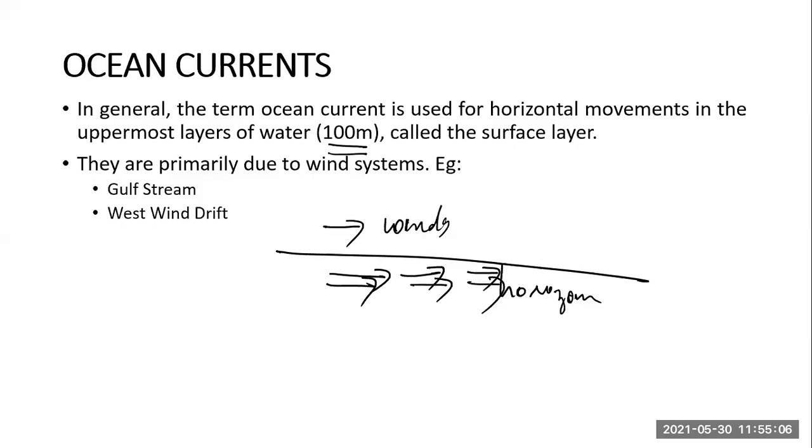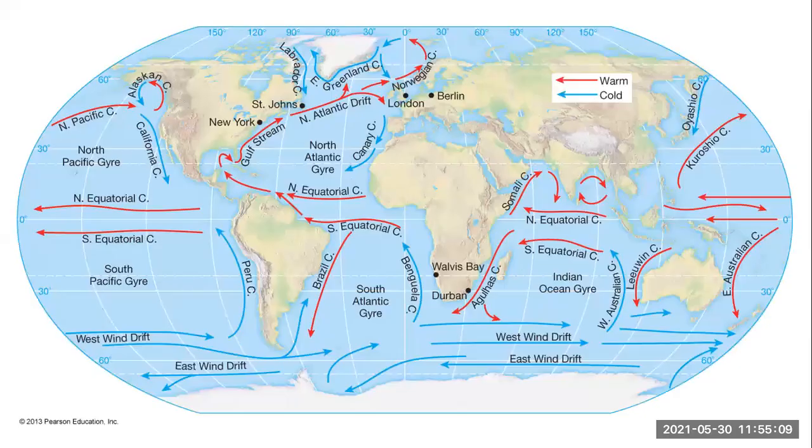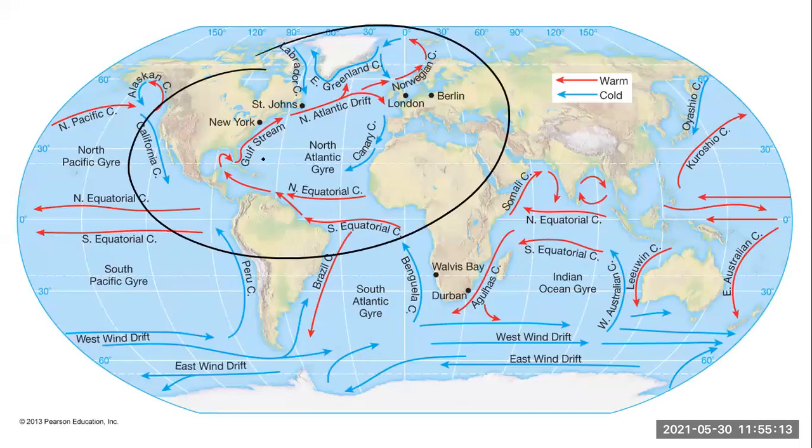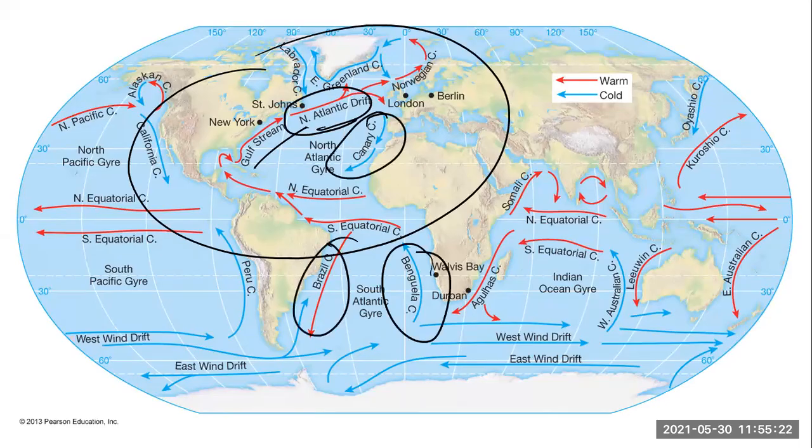For example, in this picture you can see multiple ocean currents across the world. If you look at the Atlantic Ocean, you can see terminologies such as Gulf Stream, North Atlantic Drift, Canary Current, Benguela Current, Brazil Current. All these show the different ocean currents operating across the world. So why are these ocean currents operating? Why are the particles moving? This is because of the presence of wind systems operating in the region.